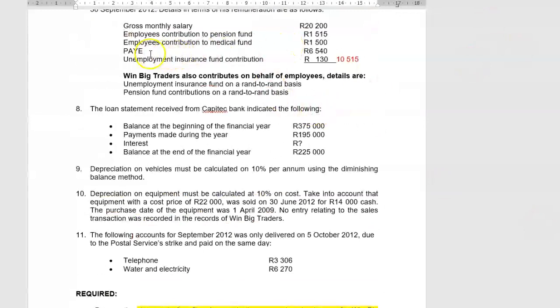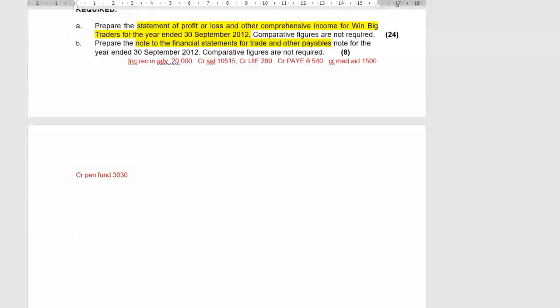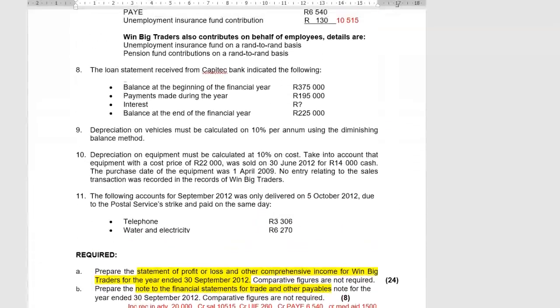And then creditors for pension fund would be 1,515 times 2, which gives us 3,030. Okay. Then Enika's going to go through creditors pension fund, 3,030. Okay. And then we're done with that one.